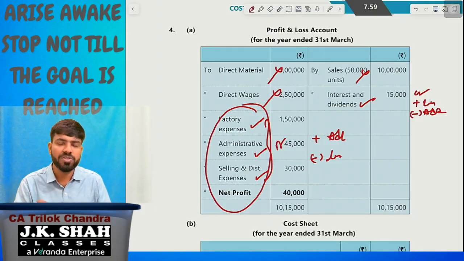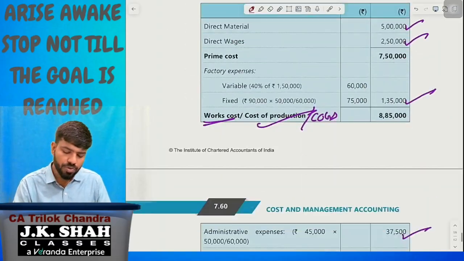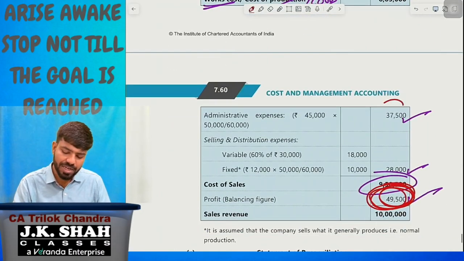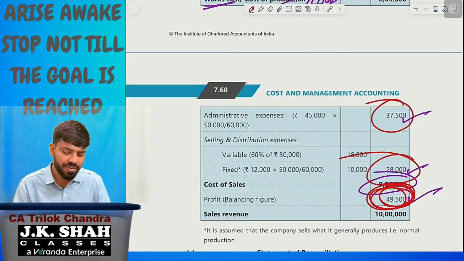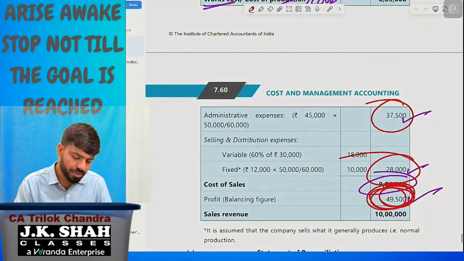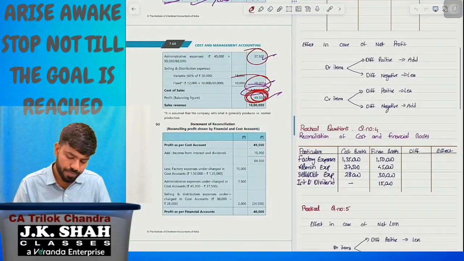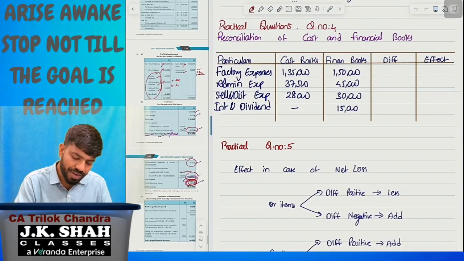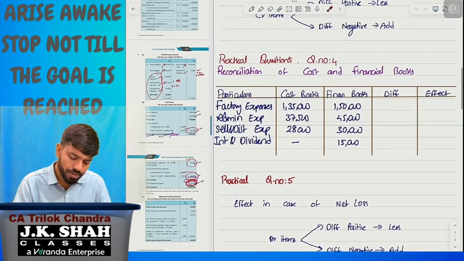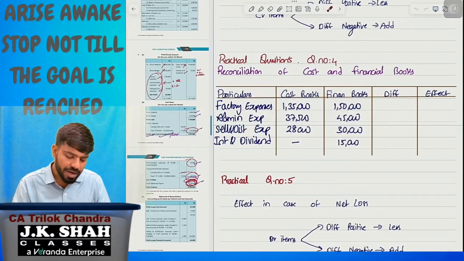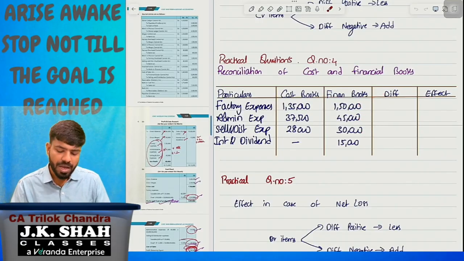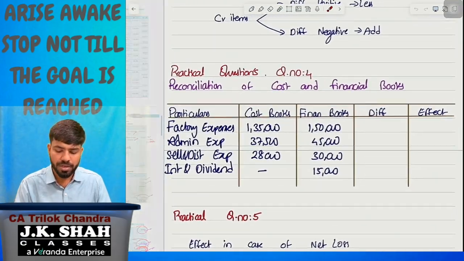Now first let me write these 3. We are starting according to cost books. According to cost books, factory expenses 1,35,000, administration expenses 37,500, selling and distribution expenses 28,000. I'll place it side by side. According to financial books, go back to the P&L: 1,50,000, 45,000, 30,000. Interest and dividend: no value according to cost books, according to financial books 15,000. All of you clear? That is how I am taking the values.